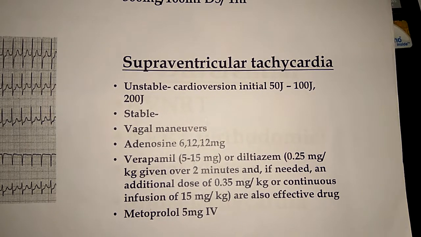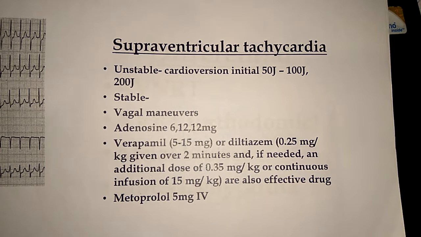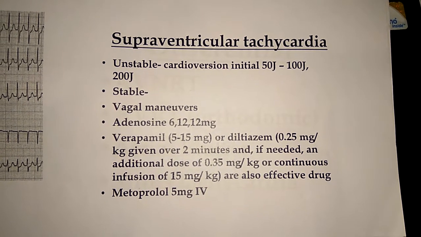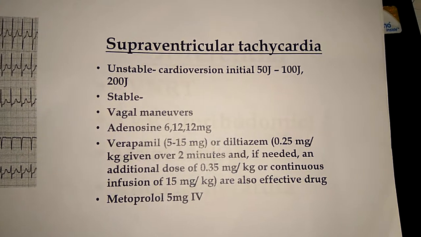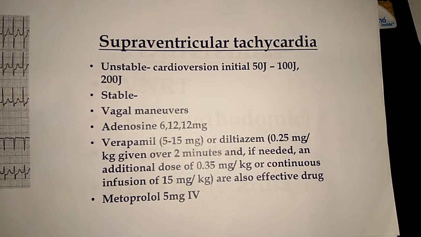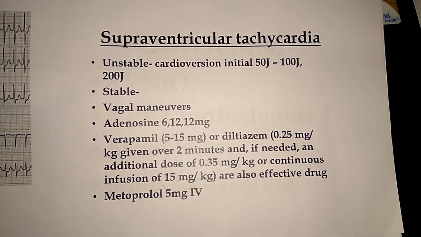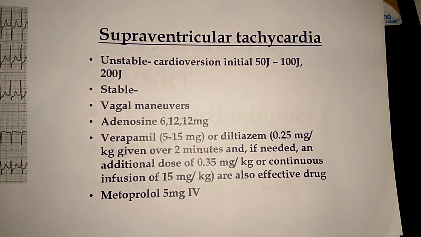For supraventricular tachycardia management, if the patient is unstable, we give cardioversion, initial dose 50 to 100 joules, subsequent dose 200 joules. For a stable patient, we do a vagal maneuver, adenosine 6 to 12 mg, verapamil or diltiazem, IV metoprolol 5 mg.